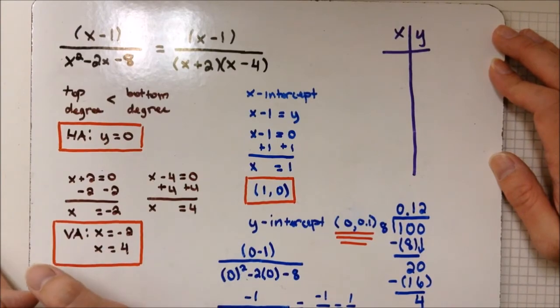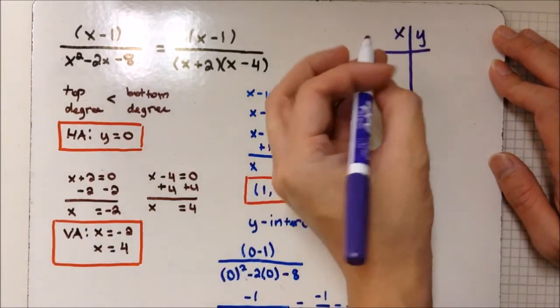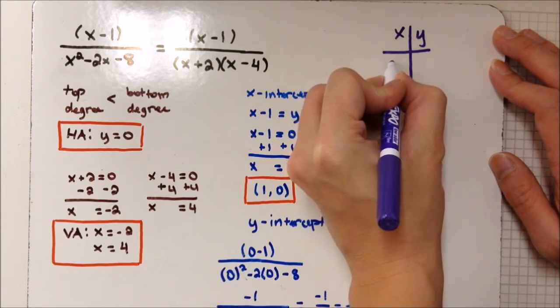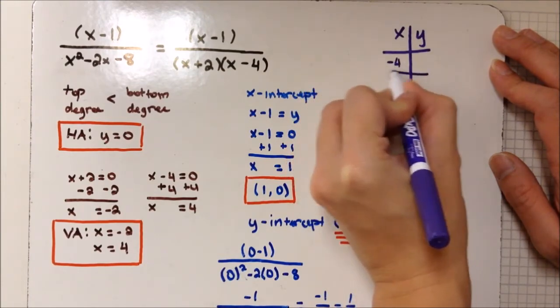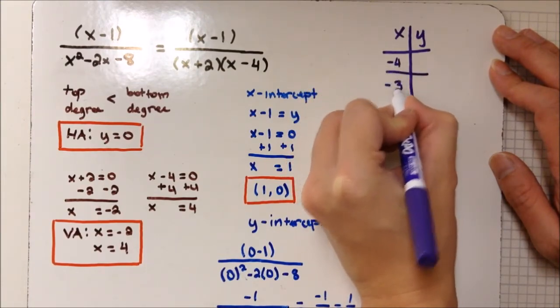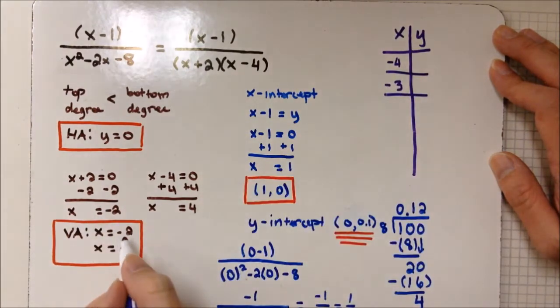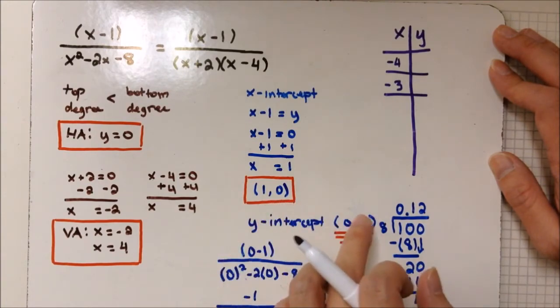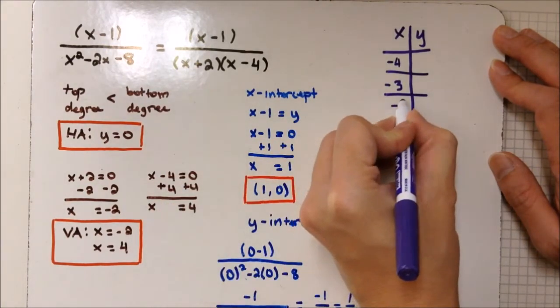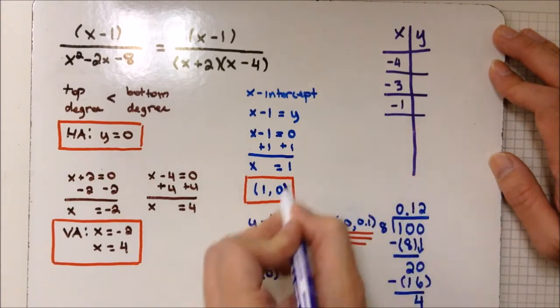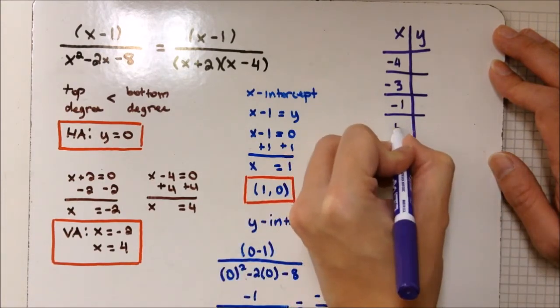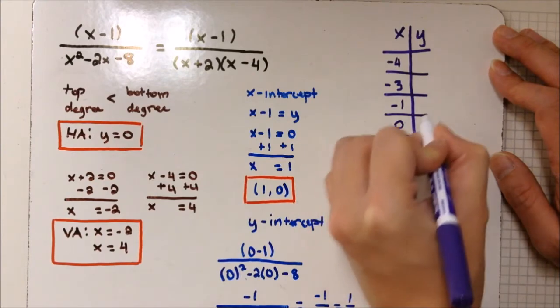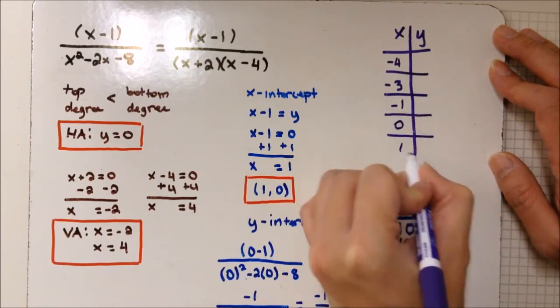So for -2, to be safe, let's get two values less than -2. So -4, -3. We don't have to write -2 because it's an asymptote. Now we need numbers between -2 and 4. We got 0 and we got 1. So let's do -1, and then I'm going to write 0 because we already got 1, and then 1.